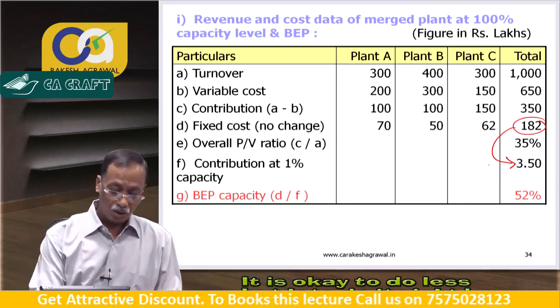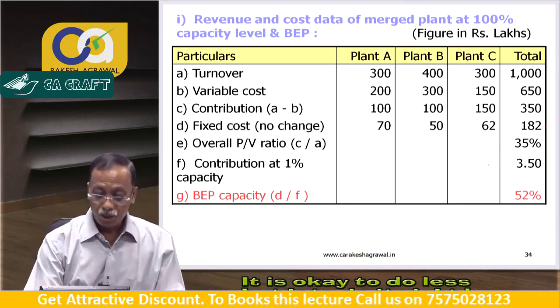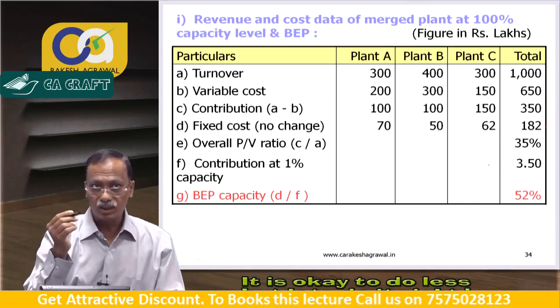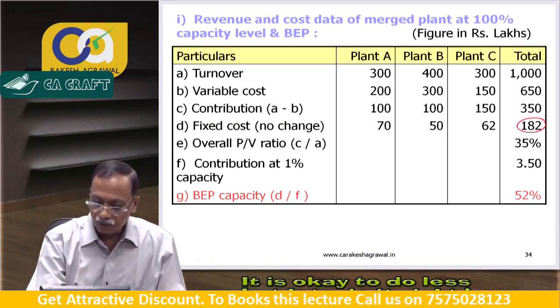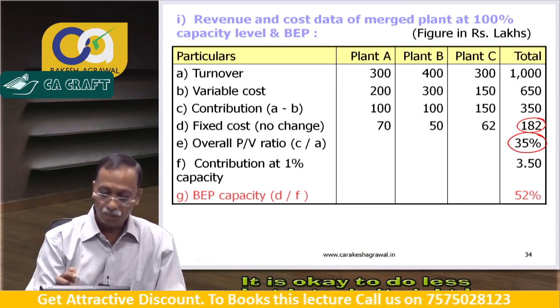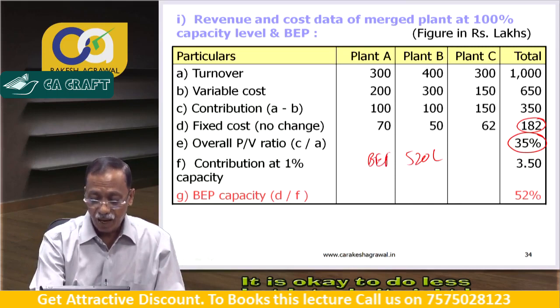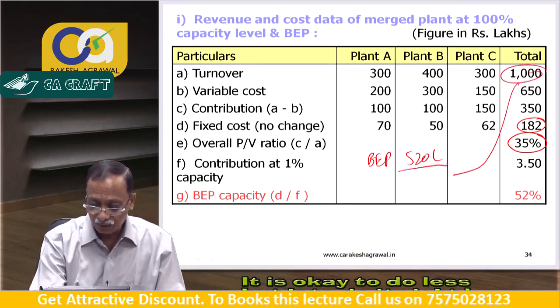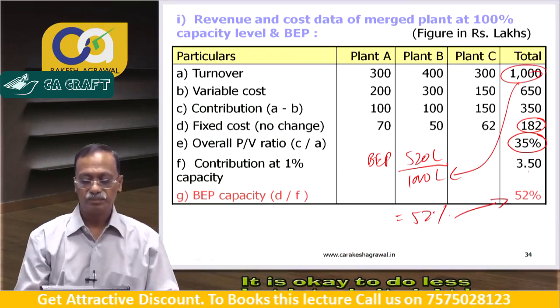Is that clear? Now another way of doing it, see, is mathematics. There could be n number of ways to do it. You can first calculate BP in turnover, that is rupees sales, and then convert it into percentage. How? Check this, fixed cost divided by PV ratio, that is 182 divided by 35%. How much do you get? 520. 520 lakhs will be BP sales, and this BP sales divided by this 1000 at 100% capacity. So 520 out of 1000 is how much percentage? 52% capacity. Same answer. This way also you can do.